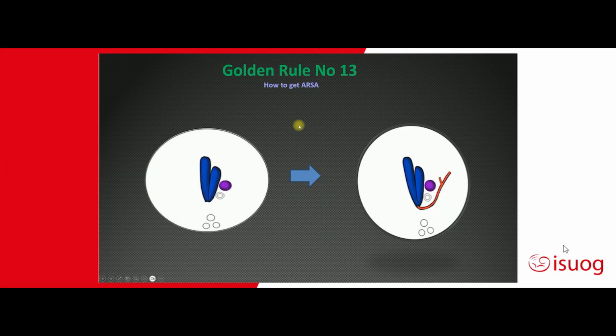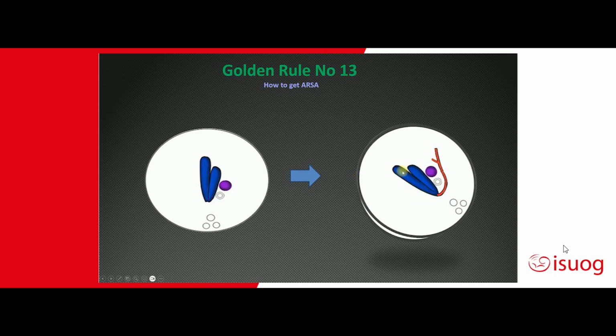Golden rule number 13 is how to get an aberrant right subclavian artery. It's difficult when it's in this view. When you're looking at the internal thoracics, the left brachiocephalic vein, and the right and left subclavian artery, the best view to have is at this angle. So you have the artery going straight out, both artery and vein, brachiocephalic vessel, and the internal thoracics coming in here. So that's the best angle to get when looking at it.